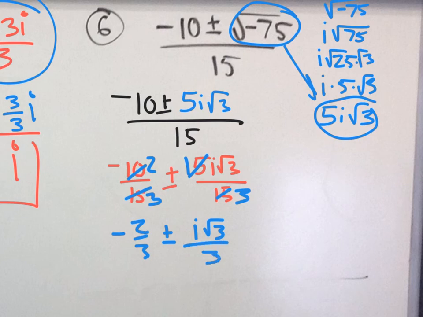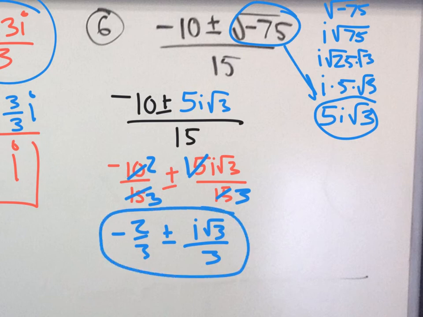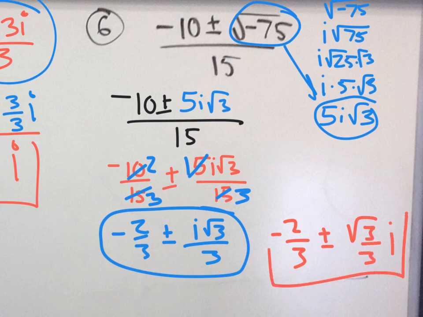So this is a good answer. It's acceptable. I'll give you credit for it. However, the best answer is to take the i and put it out here behind the second fraction. So the best answer is negative 2/3 plus or minus square root of 3 over 3 with the i at the end. Because that looks like a true complex number. Real part first, imaginary part second.